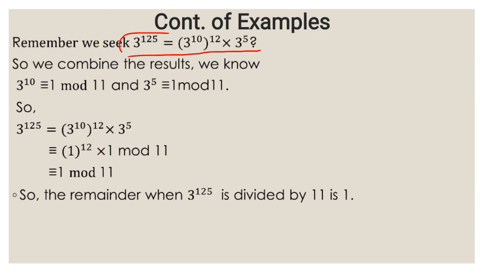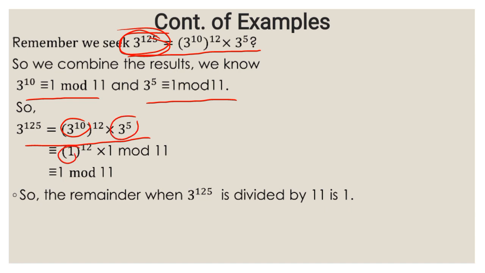We're to find the remainder when this is divided by 11. So now we're combining it. We know 3 raised to the power 10 is 1 modulo 11. We know 3 raised to the power 5 is 1 modulo 11. So if you combine everything together, we know that this one here is 1.